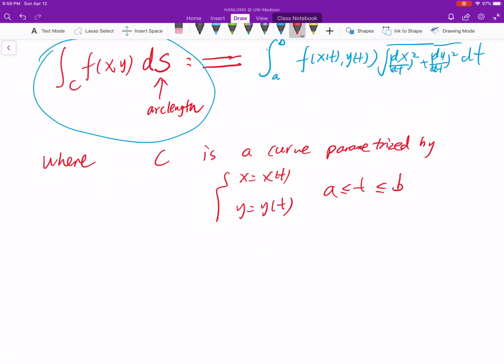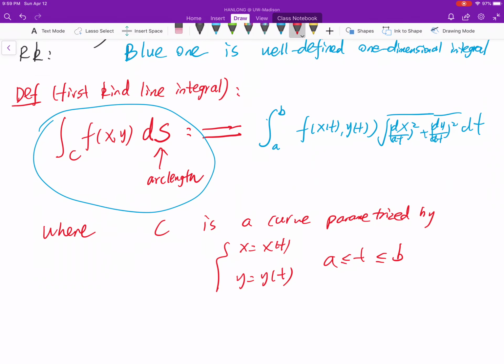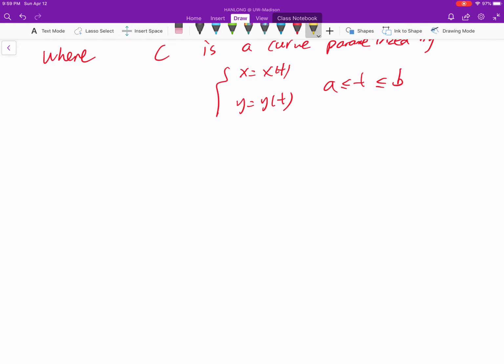And here, just one more word: this is arc length. So the first kind integral is all about integration of some function with respect to the arc length. We can work out some examples to see this more clearly.